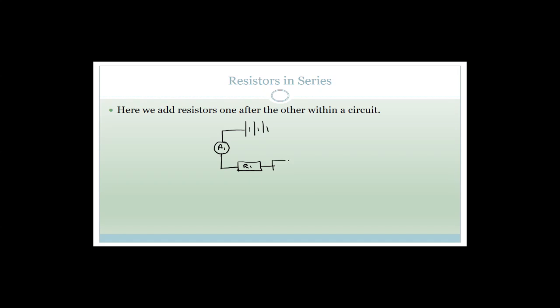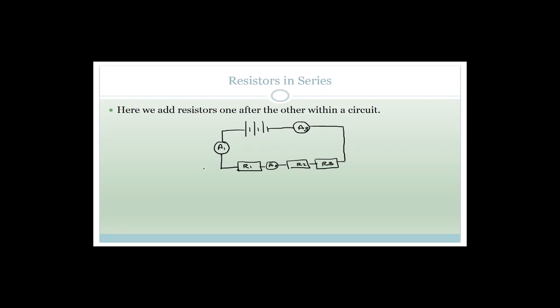Now, obviously, resistors in series are resistors that are one after each other, okay? So I'm going to take three resistors, okay? And then I'm going to put another ammeter here. And I actually wanted to put an ammeter in between there as well. So let's put an ammeter here and then a resistor. Resistor two and an ammeter. We're going to call this resistor two and resistor three.